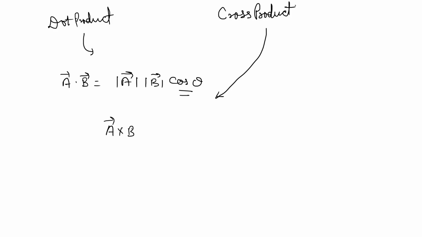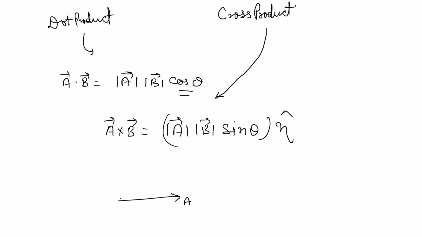And a cross product is something like: A cross B is the magnitude of A times the magnitude of B times sine theta times n cap. Okay, what is n cap? It's a unit vector in the direction perpendicular to the plane containing vectors A and B. This is A vector, this is B vector, and this is theta. We have to find out the direction of the n cap unit vector.